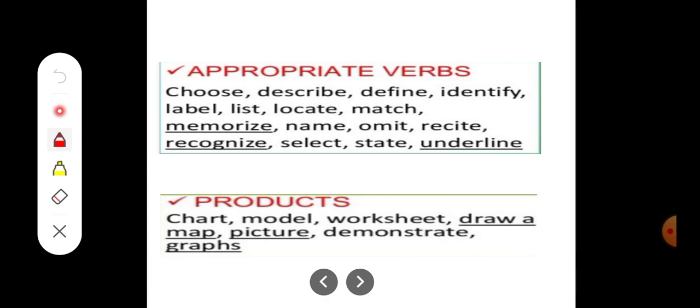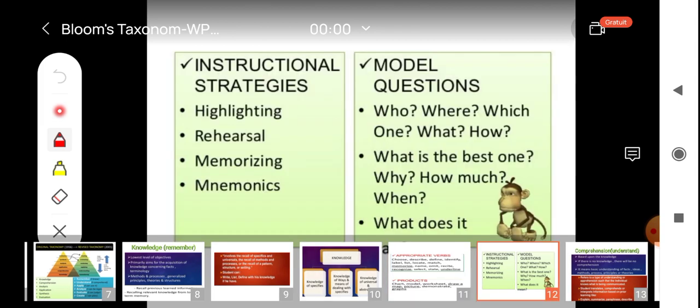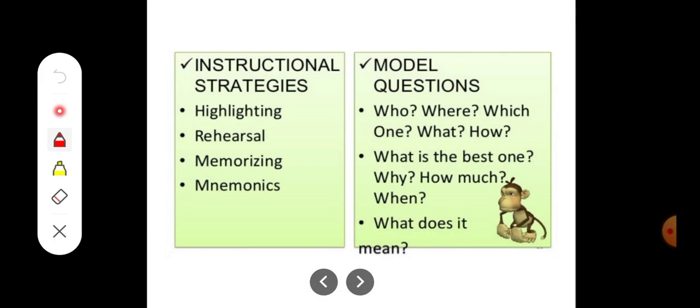The products that are used in the classroom context: we have chart, model, worksheet, draw a map, picture, to demonstrate, graphs. Let's say with this lowest order of thinking skill, we have instructional strategies.